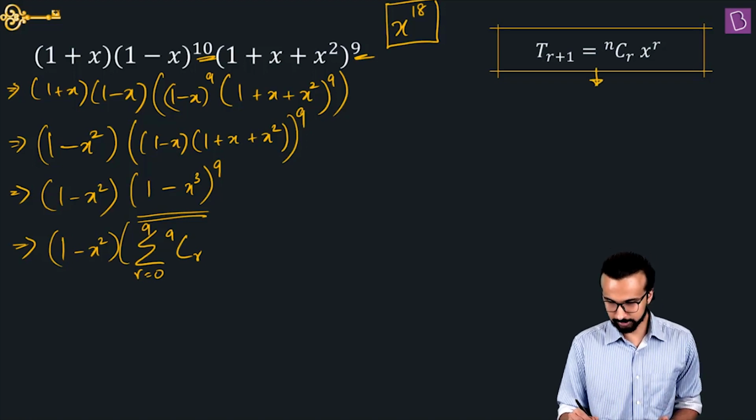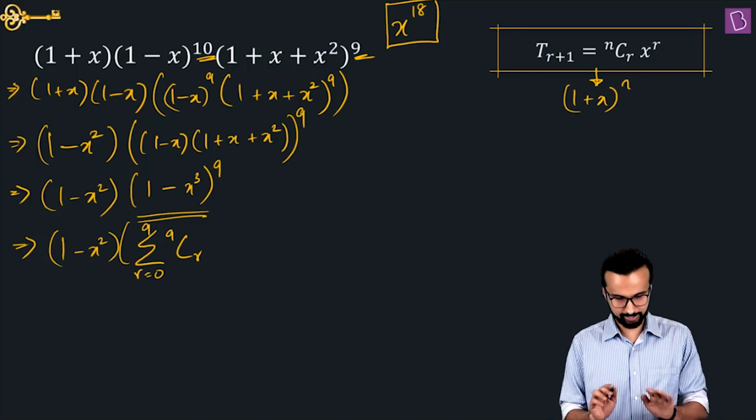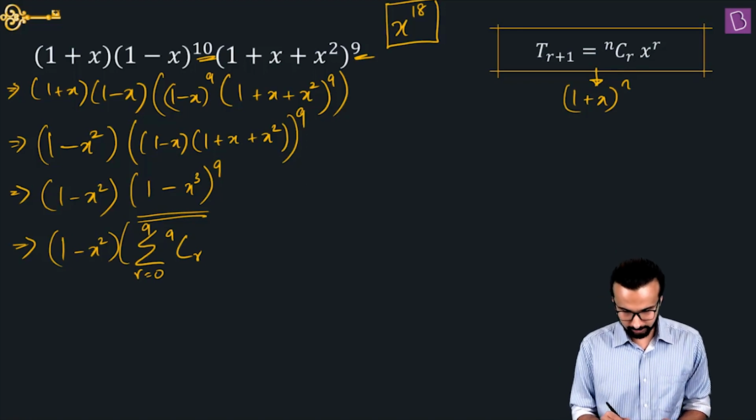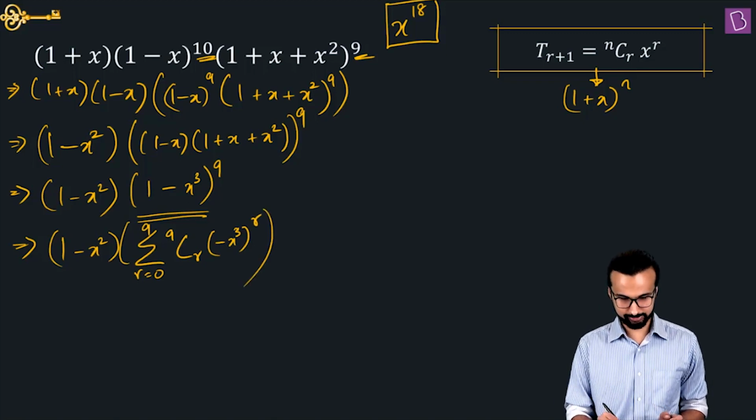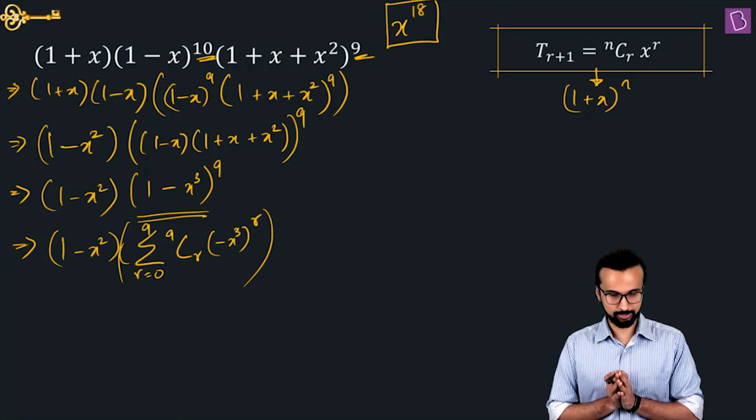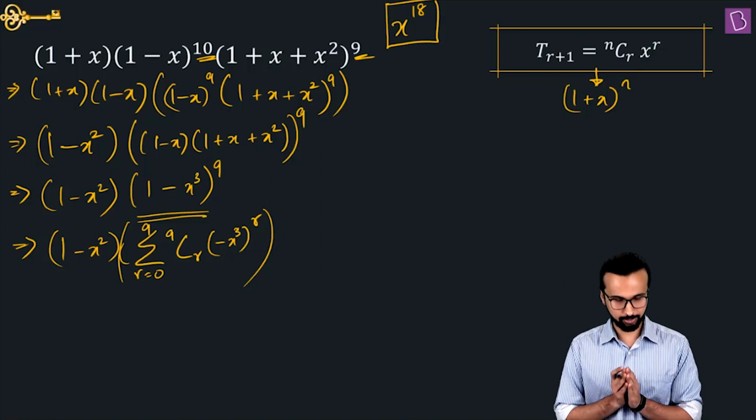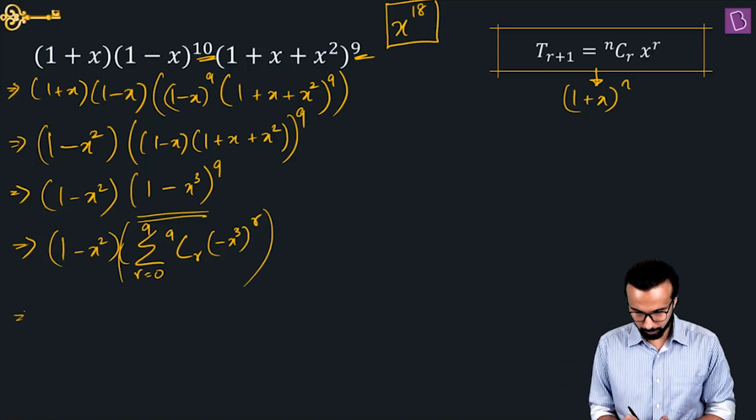So this was a general term for any 1 plus x raised to n. This is 1 minus x cube raised to 9, so n is 9, that is fine. But instead of x, you put minus x cube here, raised to r. This will be another way of representing this same expansion. So I'm looking for the coefficient of x power 18 here. What do I do here?